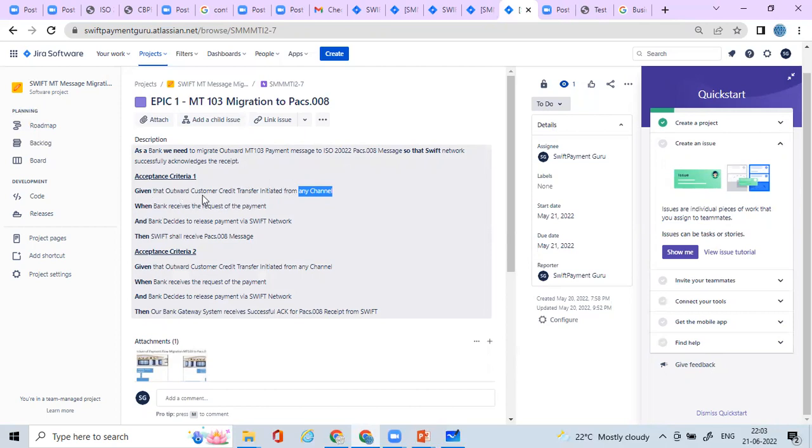Given that the outward customer credit transfer is initiated from any channel, the bank receives a request for the payment, and the bank decides to release the payment via the SWIFT network, then SWIFT shall receive the pacs.008 message. This is one of the acceptance criteria for them. The next one is similar to that: the bank gateway receives a successful ACK for pacs.008 from SWIFT.